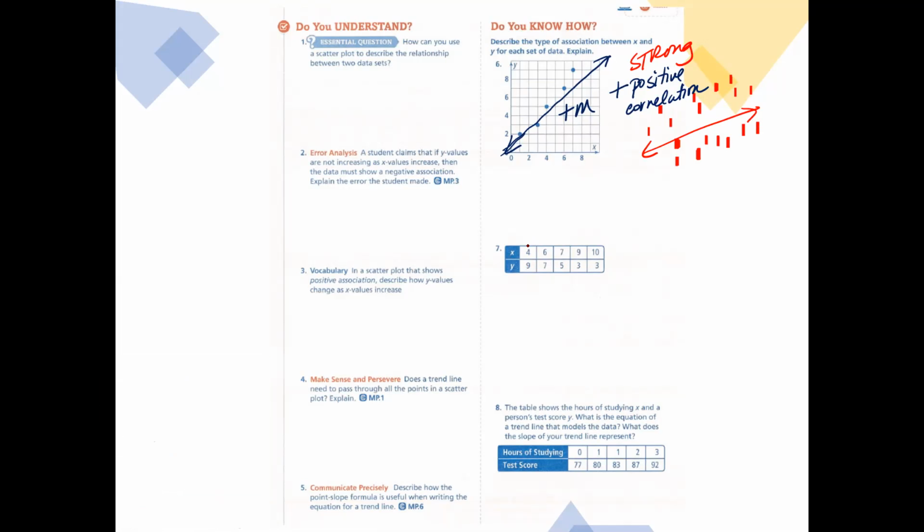Let's take a look at number 7. Number 7, you have 4, 6, 7, 9, 10. So the X value is getting bigger. Then when you look at the Y, 9, 7, 5, 3, 3, the numbers are actually getting smaller. So in this case, because you're going in opposite directions, it is a negative correlation.